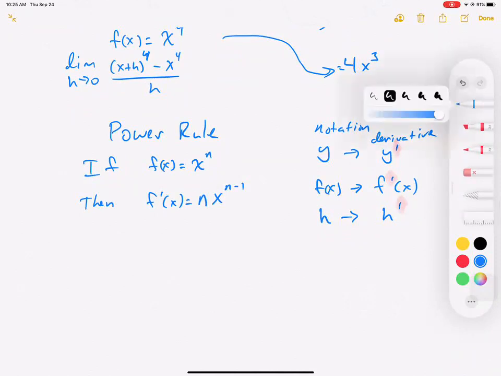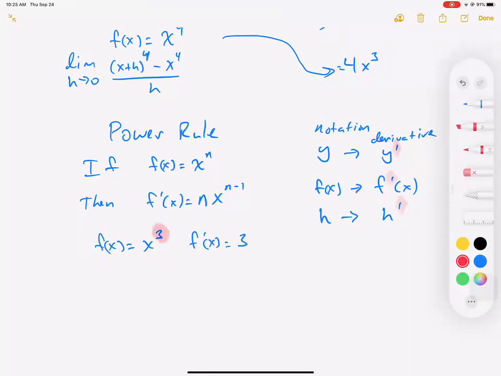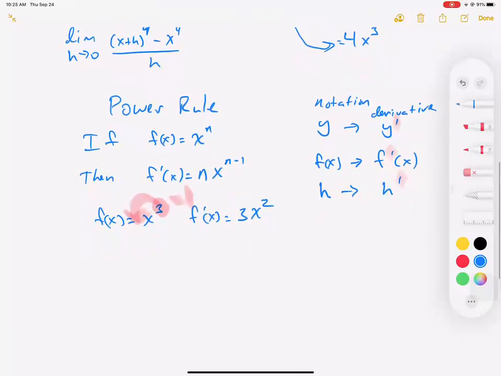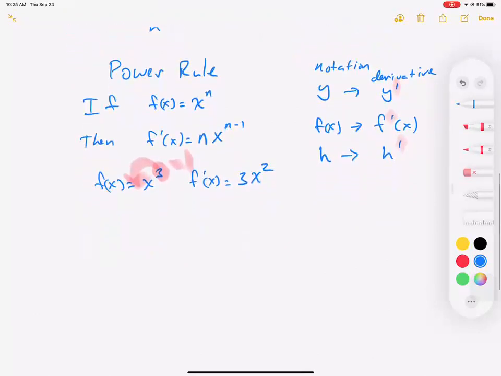Let's show that on the examples we just did before. If f of x equals x cubed, f prime of x, the derivative, would be 3x squared. So we take the exponent and we move it to the front, which is what we did there. And then we subtract 1 from the exponent. Look at the pattern again. Right? Okay, so that's another rule.